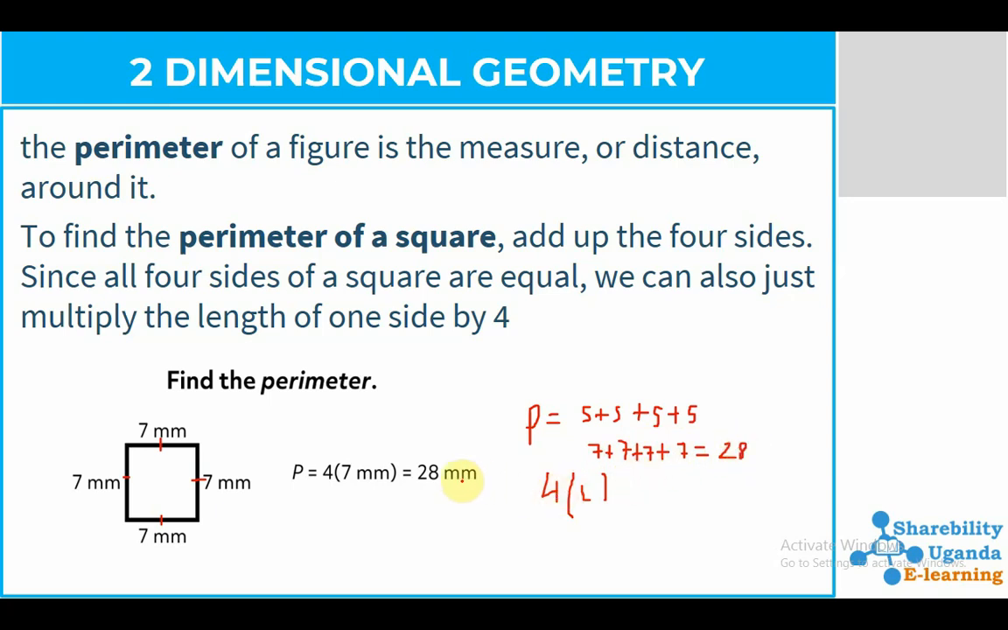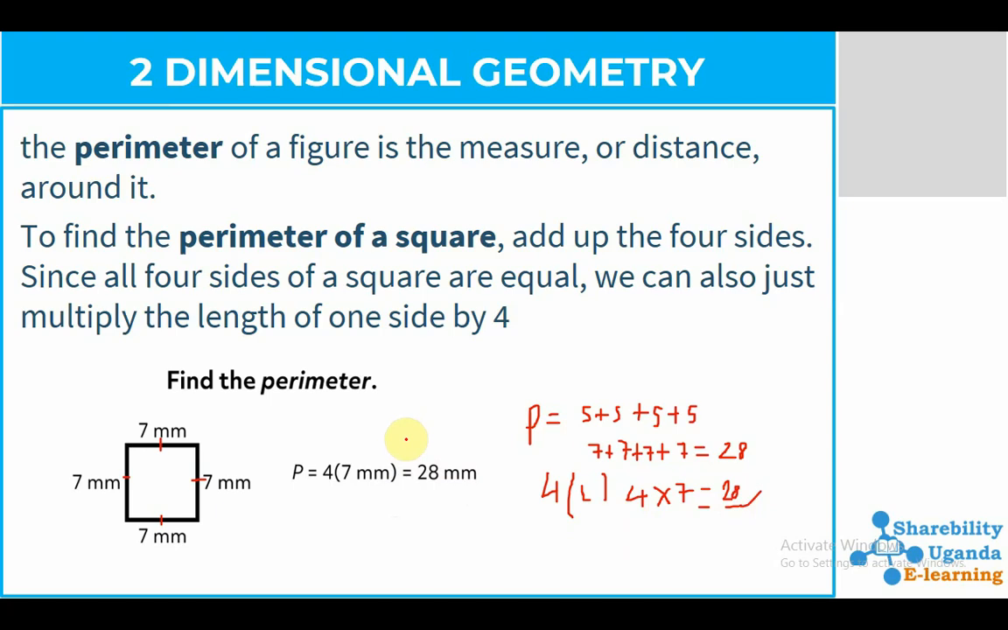Now we are also going to use this method. They are saying 4 into bracket our length, 4 times the length. We are getting this 4 because it has 4 sides. Then our length, which is 7. So here we say 4 times 7, and we get our answer as 28. So you can see that all the methods give you the correct answer. That means we can use this method also to find the perimeter of a square.